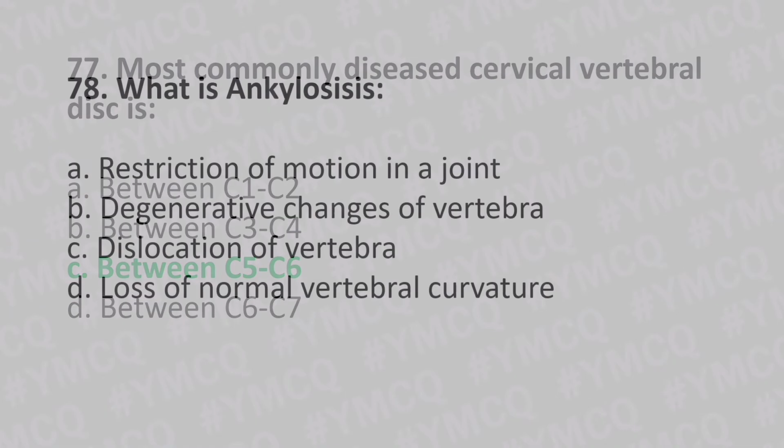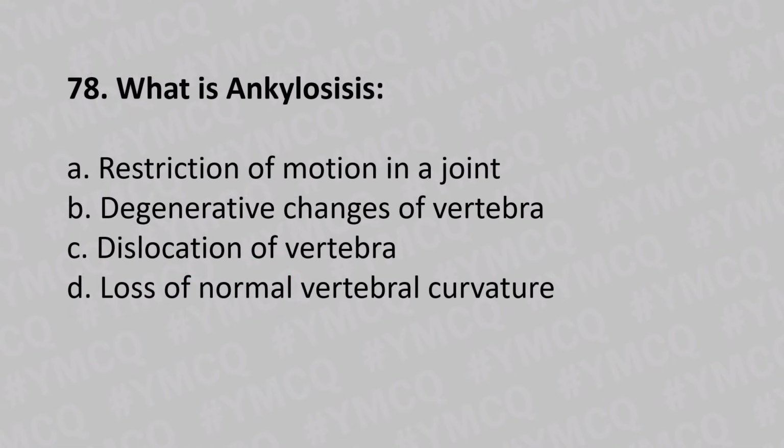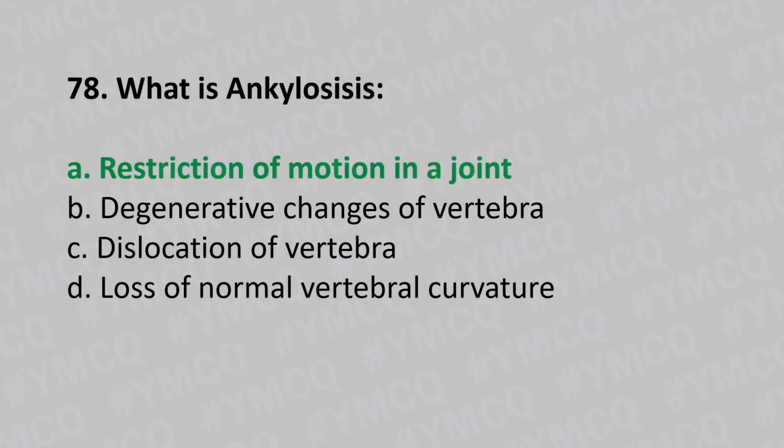Moving to our 78th question. What is ankylosis? Option A, restriction of the motion in a joint. Option B, degenerative changes of the vertebra. Option C, dislocation of the vertebra. Option D, loss of normal vertebral curvature. And the answer is option A, restriction of the motion in a joint.